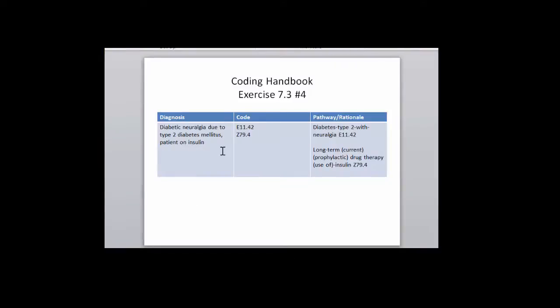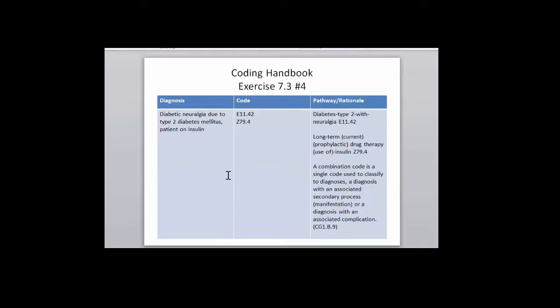Neuralgia due to diabetes, patient on insulin. And here's the guideline that I've chosen to go with this particular diagnosis, and that would be the combination code, coding guideline 1B9, which is the same one we had used earlier. You know what I'm expecting.